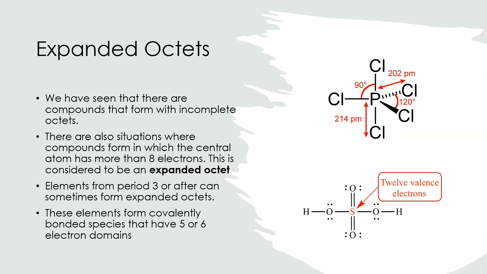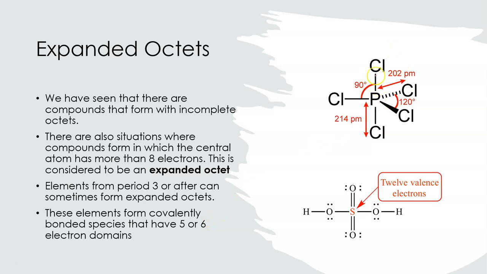With expanded octets, what we see is that there are some atoms which are able to form bonds with more electrons in their valence shell than the 8. We've seen some of these compounds before, such as PCl5 and even our sulfate anion or sulfuric acid. What we see here is that the period 3 elements are often the ones that can do this, and they form covalently bonded compounds with 5 or 6 electron domains.